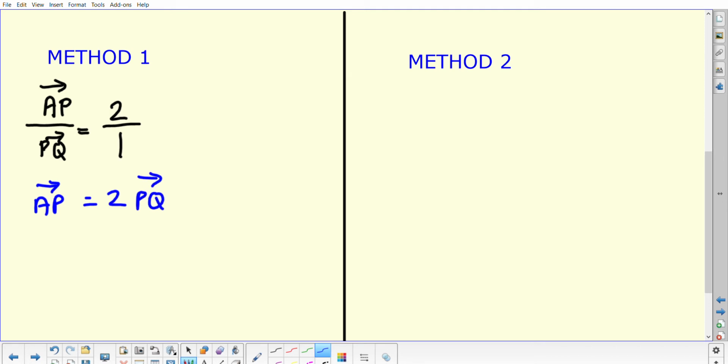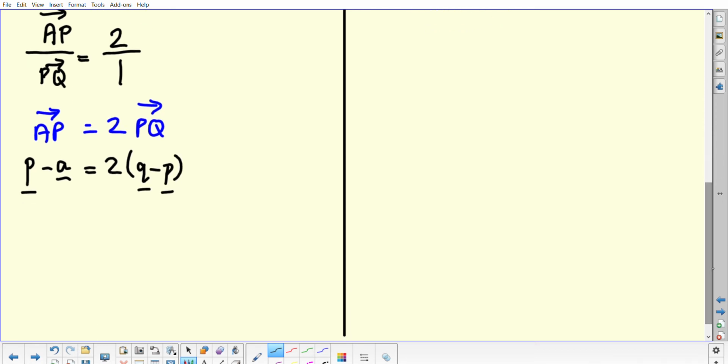Now remember, it's the point P I'm trying to find, so all I've done at the moment is use the ratio to get to this statement. Now I'm going to use my position vector result, and I'm going to write down that A to P is the same as P minus A, and P to Q is the same as Q minus P. Then what I need to do is multiply out my brackets. So I'm going to have 2Q minus 2P.